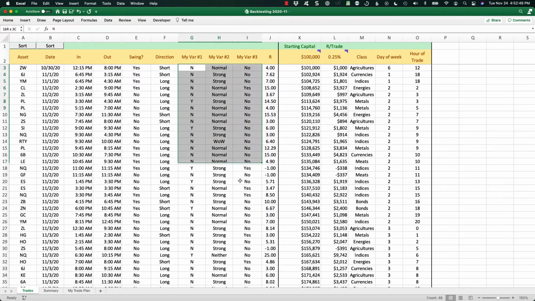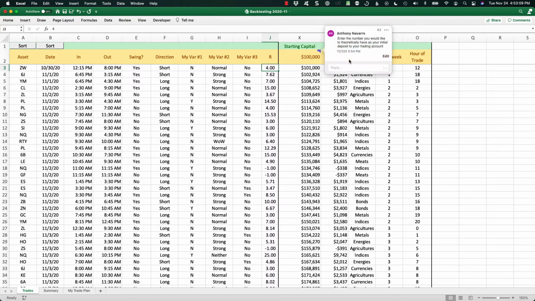So make this yours. What are you looking for in your spreadsheet, in your trading plan? And then finally, what was the return that you got? So it was a 4-to-1, a 7-to-1, a 15-to-1, a -1. So this is trades that don't work. And you get to see your hit rate, see your success rate.